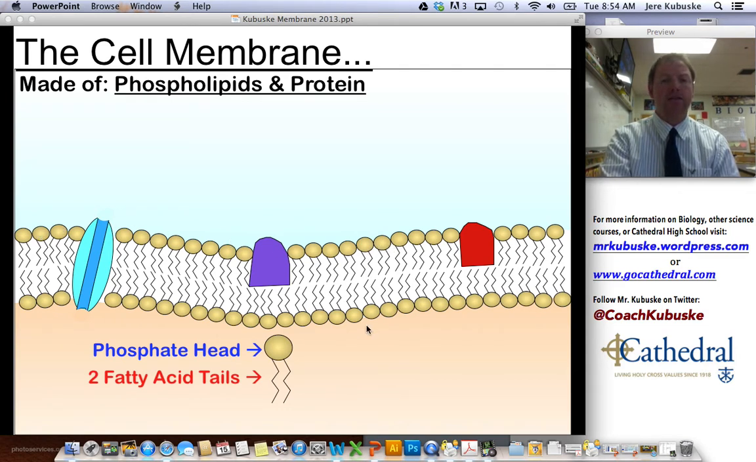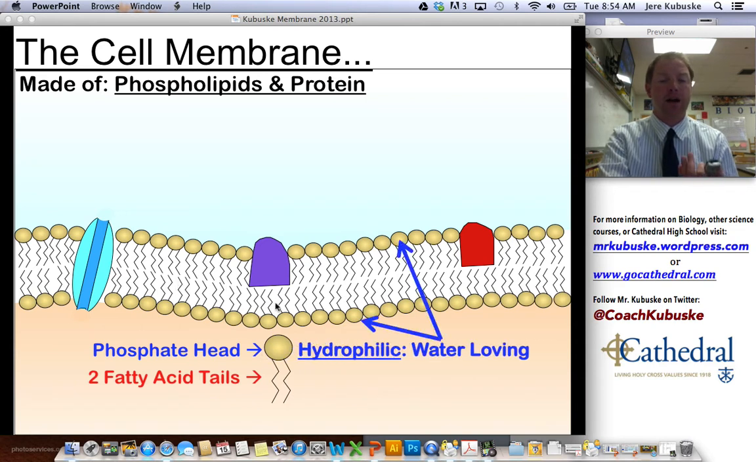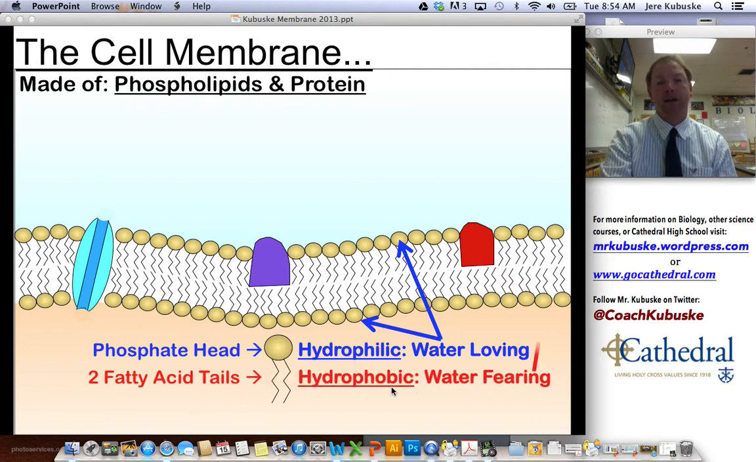Okay, now if you'll look, the cell membrane is in two parts. The heads on either side are always pointing towards the outside, and then the tails are always pointing towards the middle. Well, that's because the heads are water loving, and they're hydrophilic is what we call that. And believe it or not, both inside and outside the cell is composed of pretty much all water. Okay, the tails then are hydrophobic, meaning they're afraid of water.